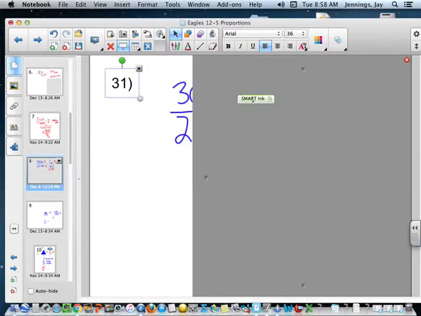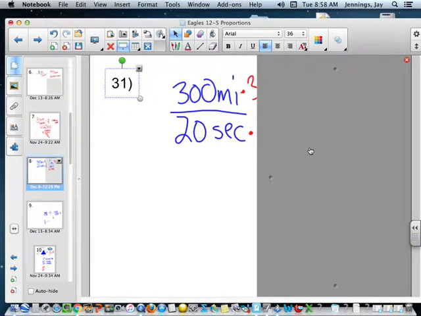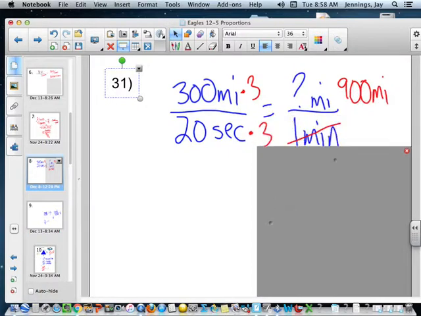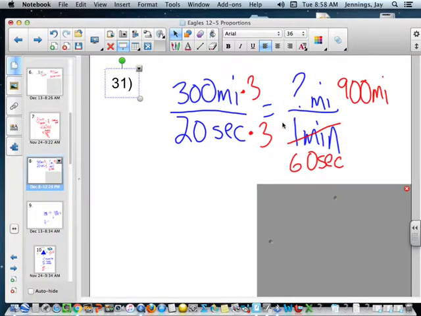Okay, so next we move on to problem 31. In 31, they're getting you thinking about what a proportion is, and we'll talk about that more later. But hopefully you realize that 1 minute and 20 seconds were not in the same units. So the first thing I did was change that 1 minute to 60 seconds. Then I realized that I need to multiply the denominator by 3. If you multiply the denominator by 3, you also have to multiply the numerator by 3, which is where our question mark is 900 miles.